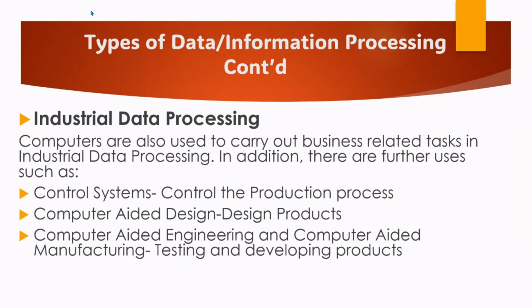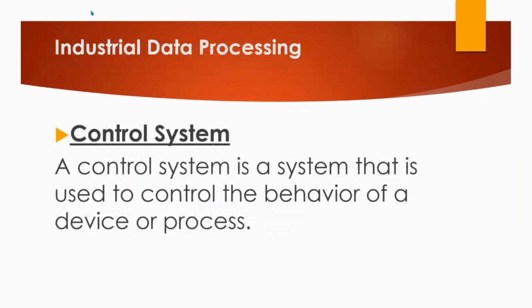And we want to zoom in some more on control systems. So, what's a control system? A control system is a system that is used to control the behavior of a device or process. So let me go again. A control system is a system that is used to control the behavior of a device or process. And many of our electronic household equipment has control systems. For example, the microwave ovens inside our homes have control systems.